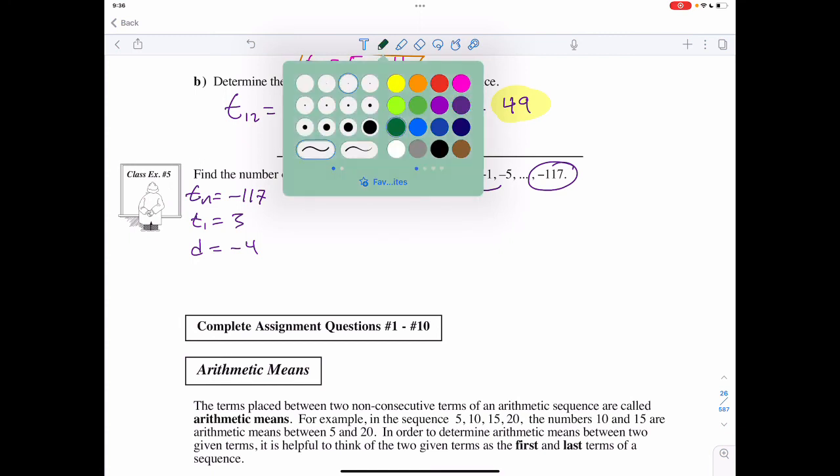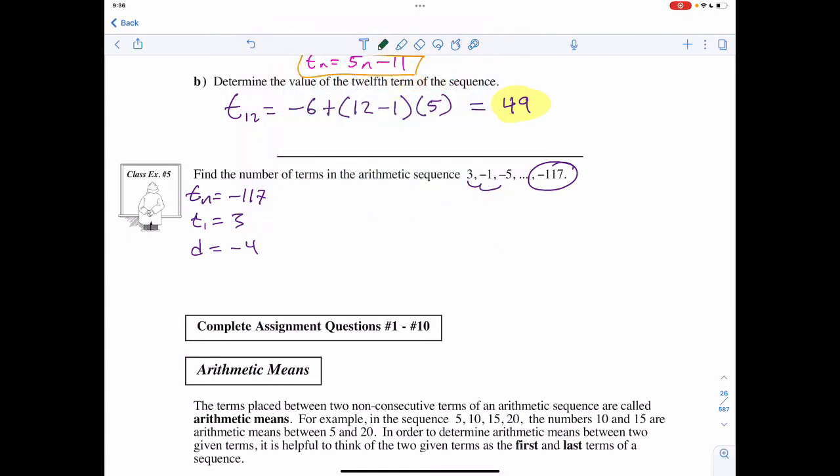I'm going to plug that information into my formula and say that Tn, which is -117, is equal to my first term, 3, plus n minus 1 times a common difference of -4. And in this case, I'm trying to solve that n value. So I'm just going to rearrange my formula. The first thing I would have to do is subtract my first term from each side and say that -120 is equal to n minus 1 times -4.